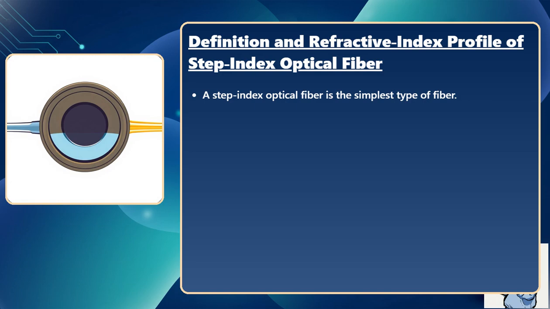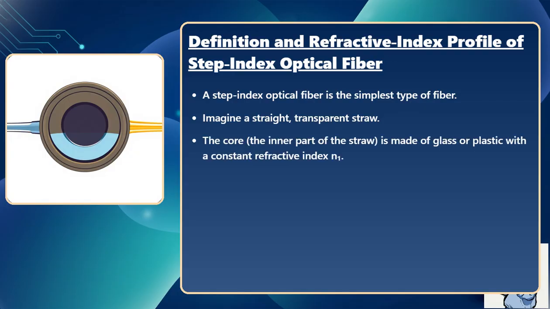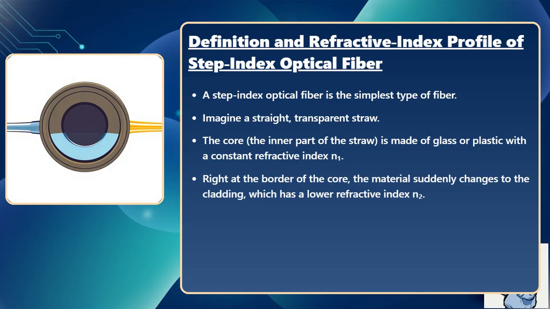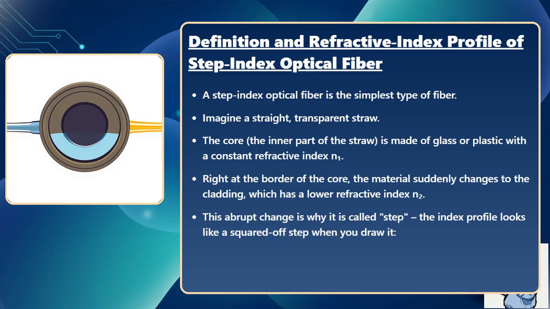A step-index optical fiber is the simplest type of fiber. Imagine a straight, transparent straw. The core, the inner part of the straw, is made of glass or plastic with a constant refractive index N1. Right at the border of the core, the material suddenly changes to the cladding, which has a lower refractive index N2. This abrupt change is why it is called step. The index profile looks like a squared-off step when you draw it.